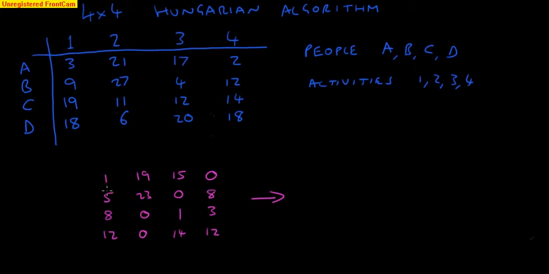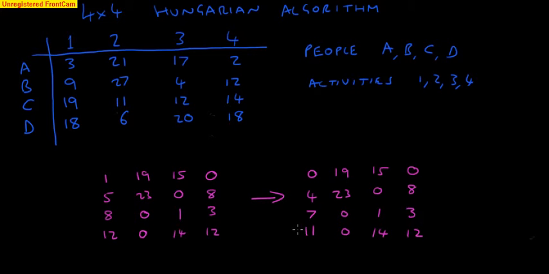The smallest number in the first column, so that's 1, 5, 8 and 12, the smallest number there is 1. I'm going to take that away from everything, so I'm going to get 0. And then 1 away from that is 4, and that is 7, and that is 11. The other columns are all good, so I'll just write in what we've got. 19, 23, 0, 0, 15, 0, 1, 14, 0, 8, 3, and 12.